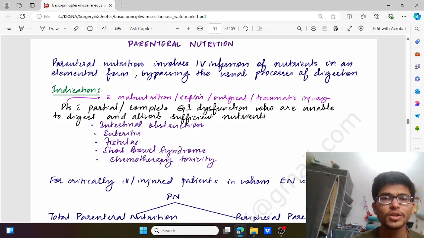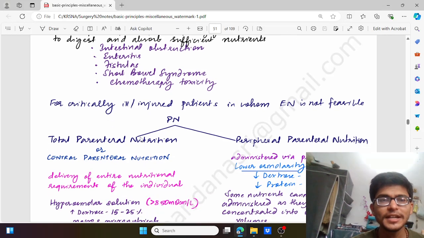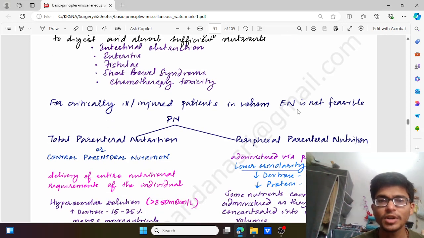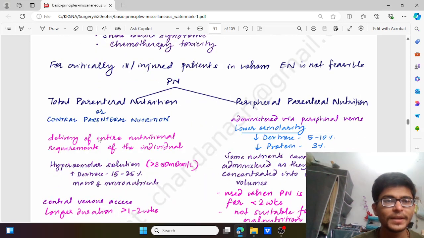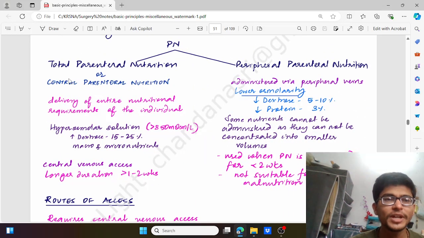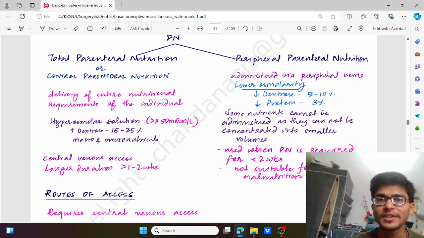So patients with partial or complete GI dysfunction who are unable to digest or absorb sufficient nutrients, like in cases of intestinal obstruction, enteritis, fistula, short bowel syndrome, or chemotherapy toxicity. And patients with associated malnutrition, sepsis, surgery, traumatic injury. For critically ill or injured patients in whom enteral nutrition is not feasible, we go for parenteral nutrition. So parenteral nutrition could be of two types: total parenteral nutrition, which is through central access, or peripheral parenteral nutrition, which is administered via the peripheral IV line.